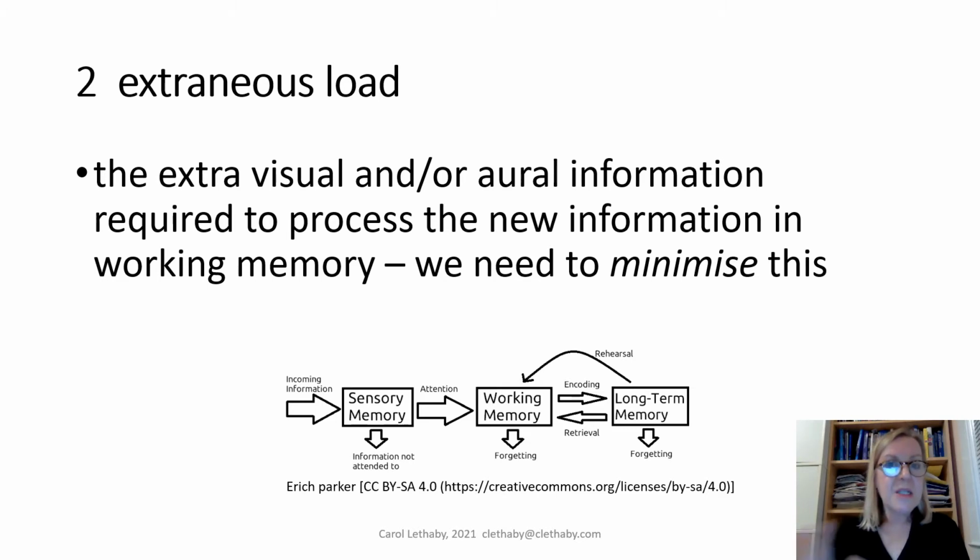All right, the second type of load that a task can have is so-called extraneous load. This refers to all the extra visual or aural information required to process the new information in the working memory. And cognitive load theory says we need to minimize this. We need to get rid of any extra stuff which is kind of clogging up the working memory when it's trying to learn new things.